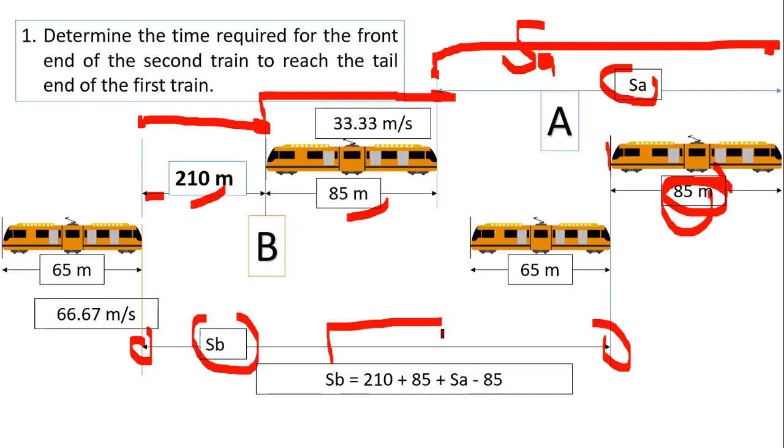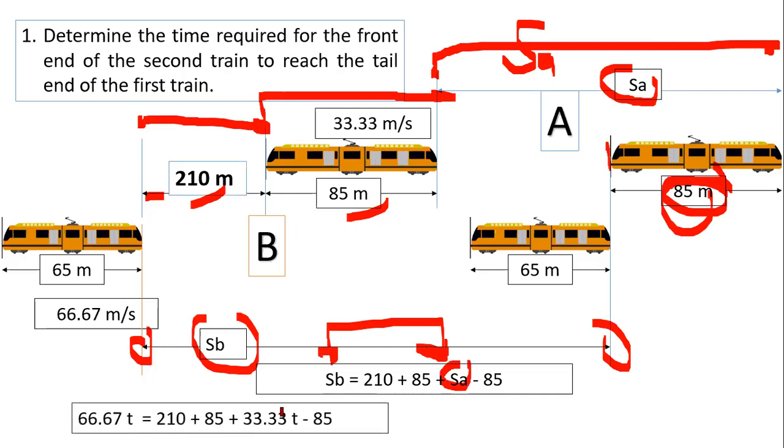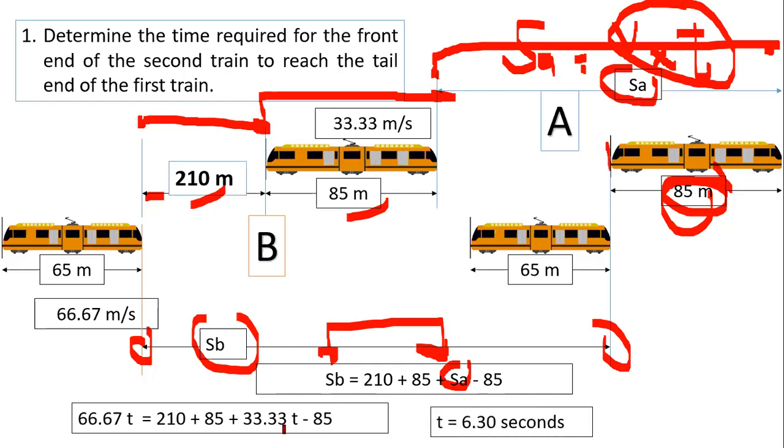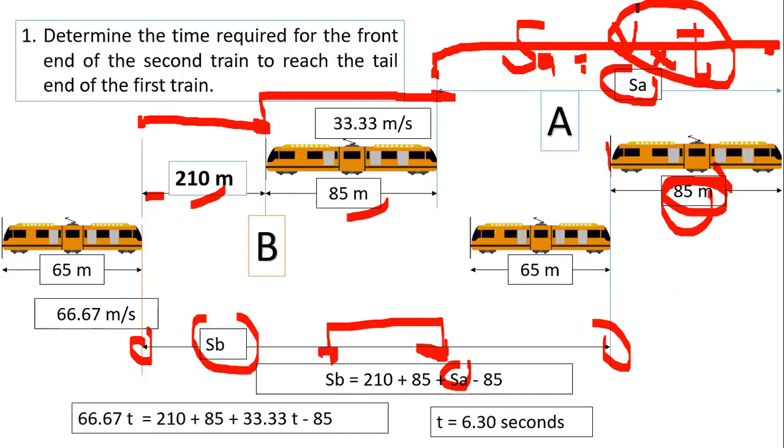So that's why we have this equation. What is SA? As I said earlier, it is just 33.33 multiplied by time, or the velocity multiplied by the time which we are going to compute. So if we have this one, T could be easily computed. It's 6.3 seconds. Okay.